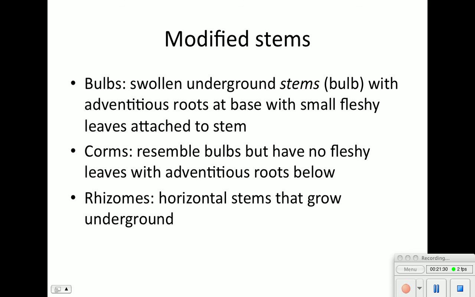We do have modified stems. Bulbs, believe it or not, are underground stems. They're swollen, like onions, if you want to think of it that way. Corms resemble bulbs, but they have no fleshy leaves, with adventitious roots below. And then we have rhizomes, which we have discussed, horizontal stems that grow underground.